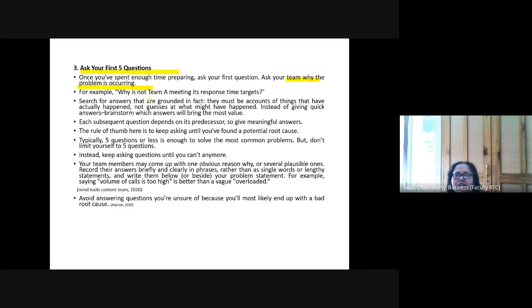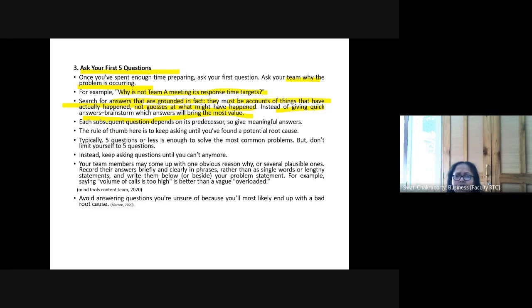Why? For example, if you take the problem statement, why is team A not meeting its response time targets? You need to search for answers which are grounded in fact. There has to be some facts. Many things may have happened, but don't guess at what might have happened. You should not guess. Instead of giving a quick answer, you should brainstorm which answers will give the most value.